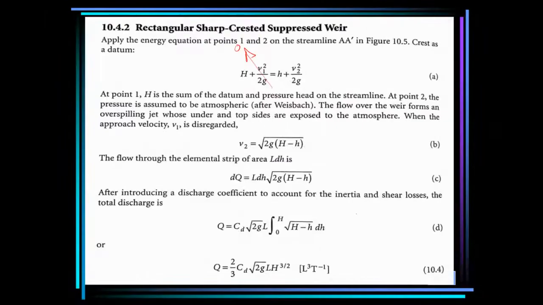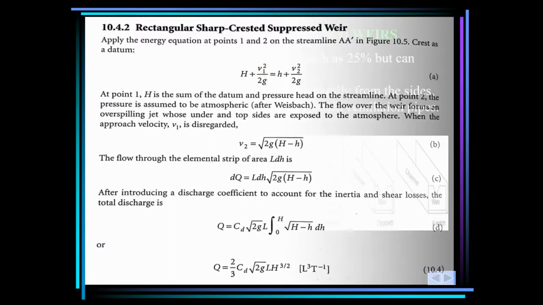So I have to go back here. dQ is dA times V. V is already here, V2, and this is dA, which is L dh. Here we need to integrate after introducing a discharge coefficient to account for the inertia and shear losses. The total discharge is here. Normally we neglect inertia and shear losses.